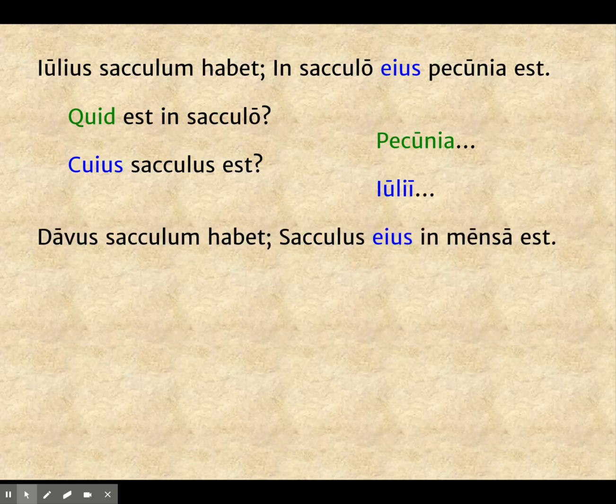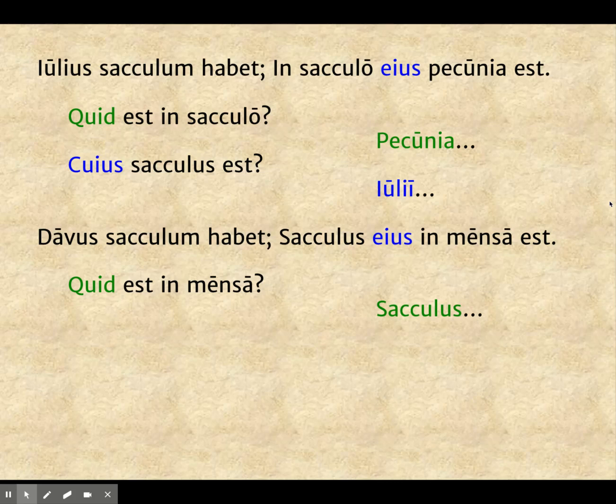All right, let's try another one. Hopefully this one's a little bit easier. Davus saculum habet. Saculus eius in mensa est. First question, quid est in mensa? Saculus est in mensa. Hopefully you didn't say Davus est in mensa, right? It's not where he's supposed to be.